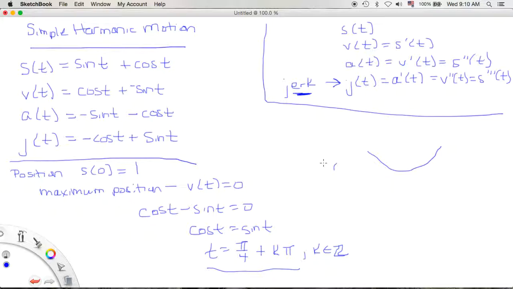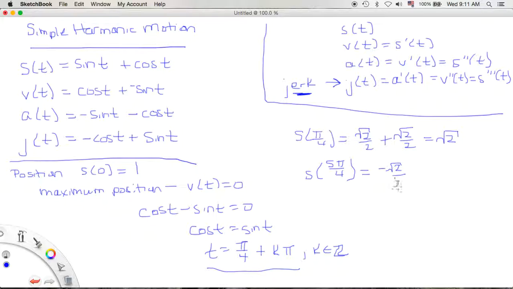So what you need to do now that you know this time is figure out what your position is at that time. So our position will start with pi over 4. Our position at pi over 4 is the square root of 2 over 2 plus the square root of 2 over 2. Again, gotta know that unit circle. And then the next one would be 5 pi over 4, because that's when k is 1. At 5 pi over 4, they're both negative. And then if you go back around to 9 pi over 4, you're going to be back here. And then at 13 pi over 4, you're back here.